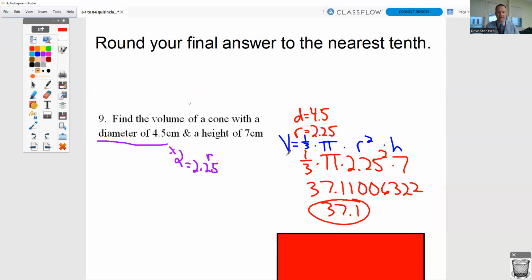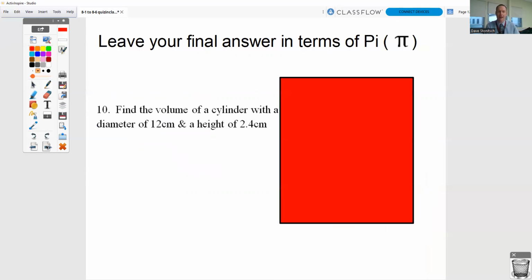The 1 is in the tenths place. We want to look at the number after it. That is 4 or lower, so that 1 stays the same. We get 37.1. In question number 10, it says find the volume of a cylinder.